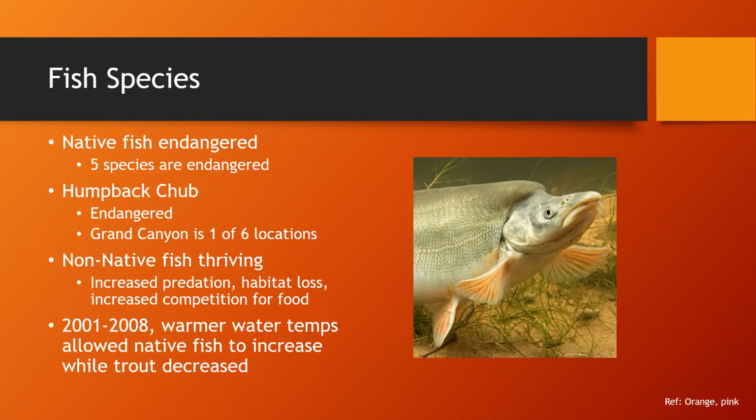Native fish are struggling with colder temps of the river, while non-native fish are thriving. Specifically, trout thrive in the cold Colorado River. Trout are moving in and they are natural predators to the native fish. From 2001 to 2008, there was an increase in the temperature of the river, and there was a noticeable difference in the native fish population. They started to see an increase in the native fish and a decrease in the non-native fish. This shows how the changing water temperatures impacts these fish species.